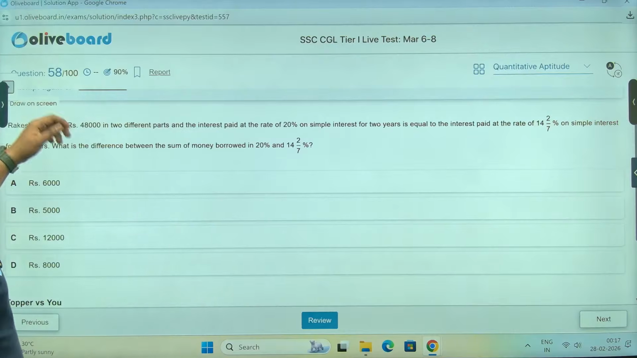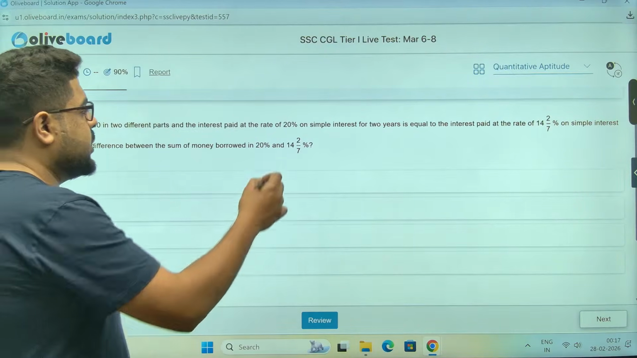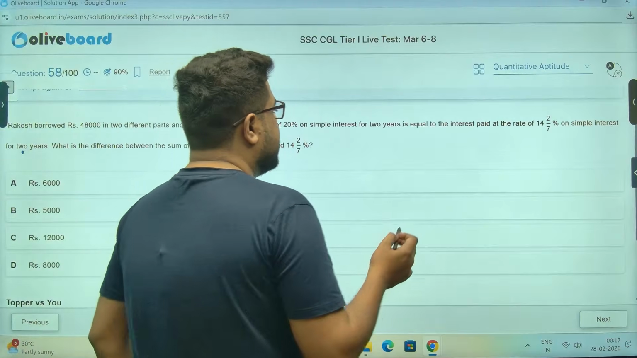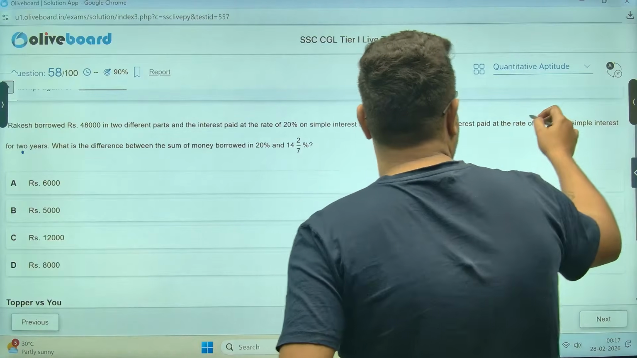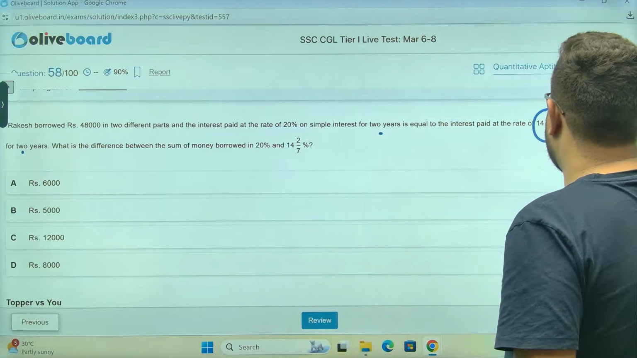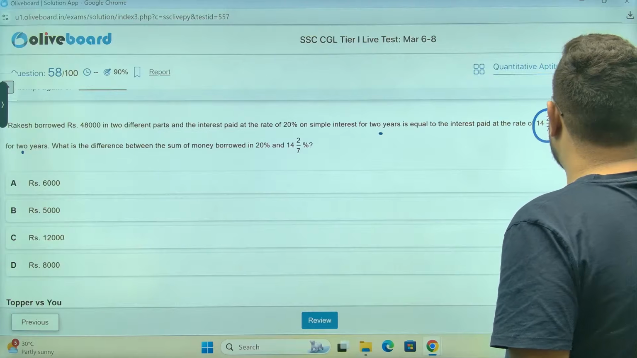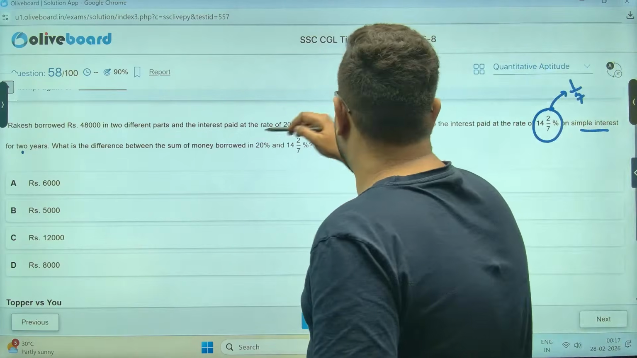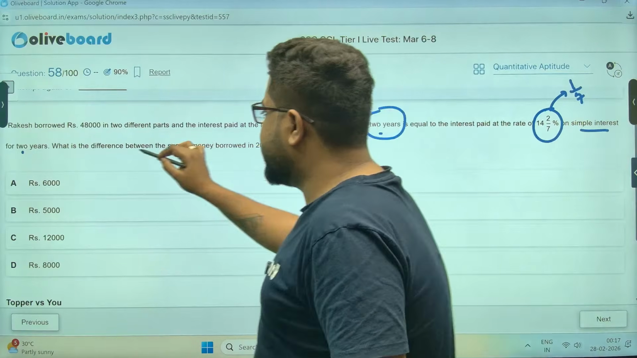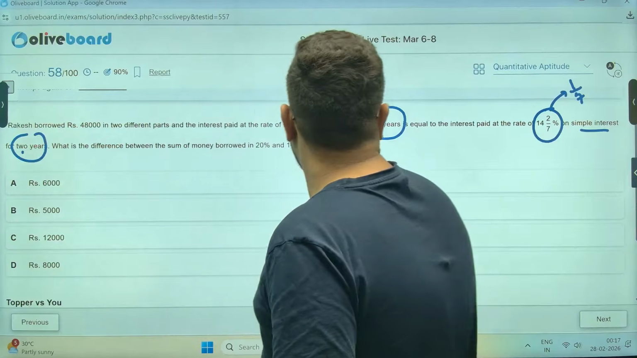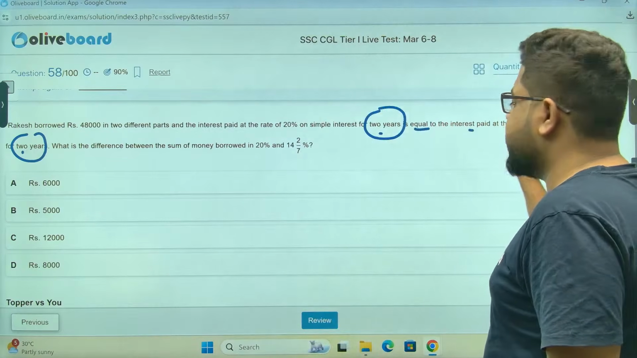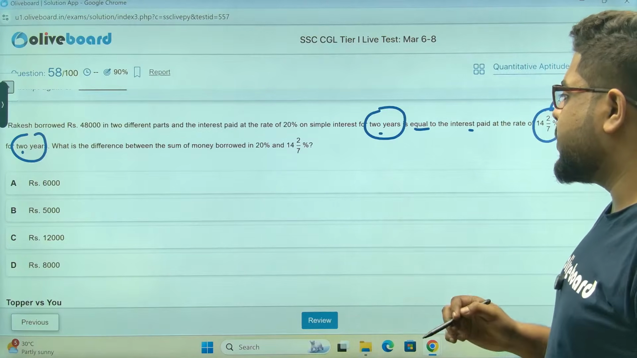Let's see how good it is. Rakesh borrowed 48,000 in two different parts, at 20% for 2 years, equal to 1 by 7 simple interest for 2 years. Achha, both are 2 years, so I don't need to take care of that, because they have told us the interests are equal. So both interests are equal.